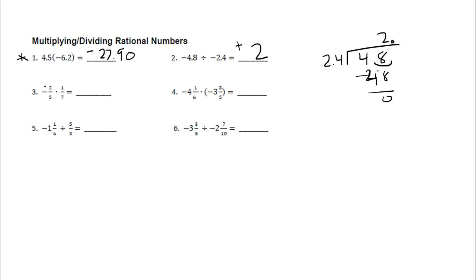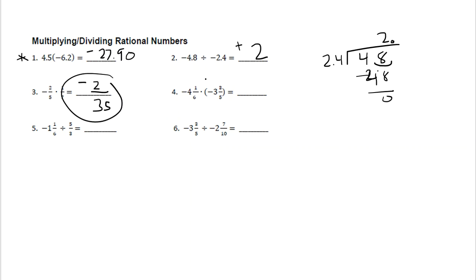Okay, the next one, we are multiplying negative 2/5 with a positive 1/7. A negative times a positive is a negative, and when you multiply fractions, you don't need a common denominator. So you just do top times top, 2 times 1 is 2, bottom times bottom, 5 times 7 is 35.